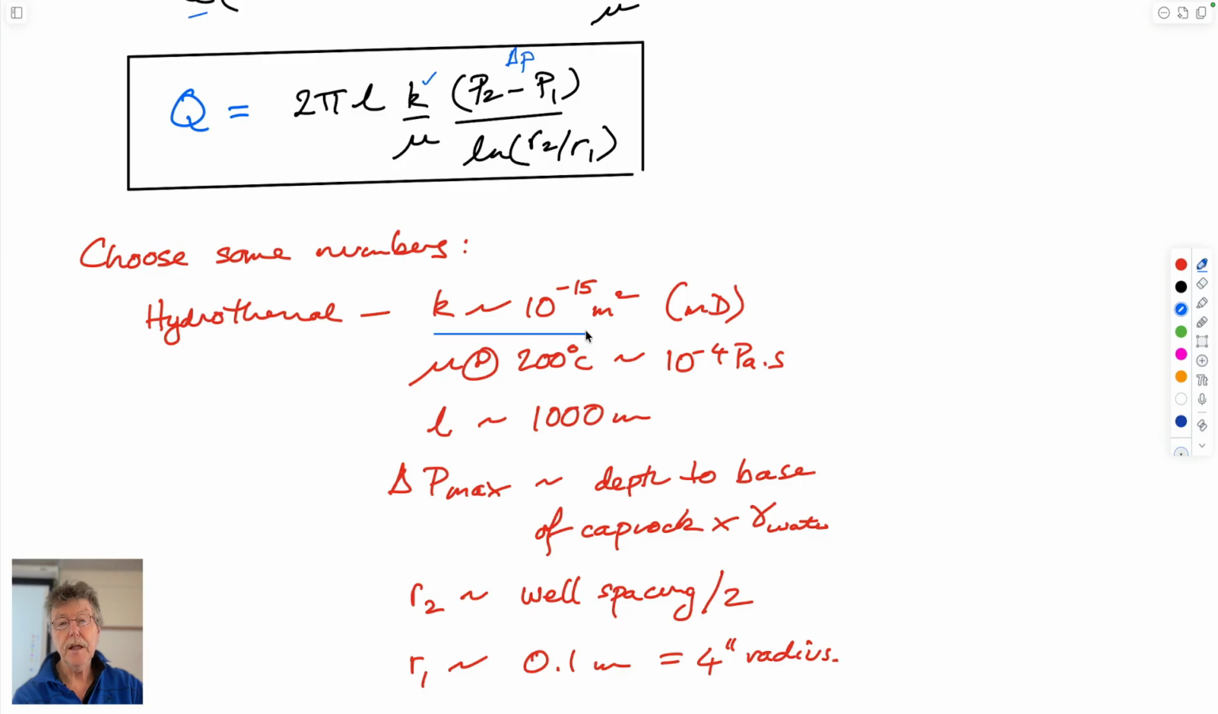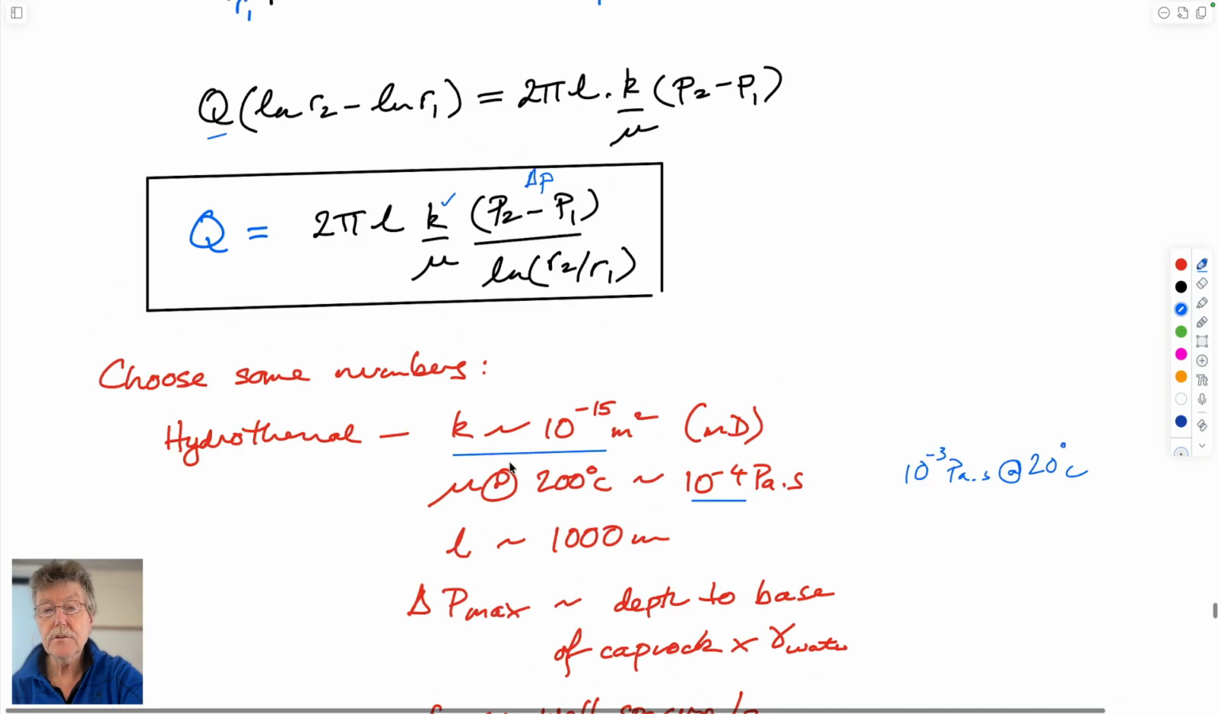So if you pull some reasonable numbers out of this, to have a viable reservoir, you need something around a millidarcy plus. So this is a millidarcy. Geysers would be about 200 degrees centigrade. So the viscosity of water at that is something like 10 to the minus 4 Pascal seconds. It's something like 10 to the minus 3 Pascal seconds at 20 degrees. So it is less viscous by an order of magnitude at 10 times warmer.